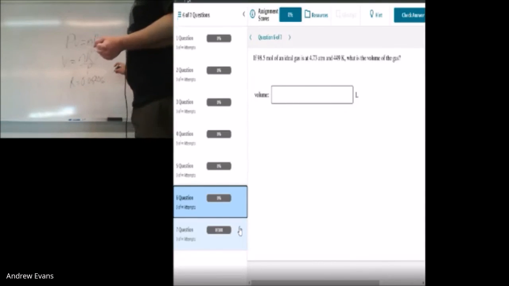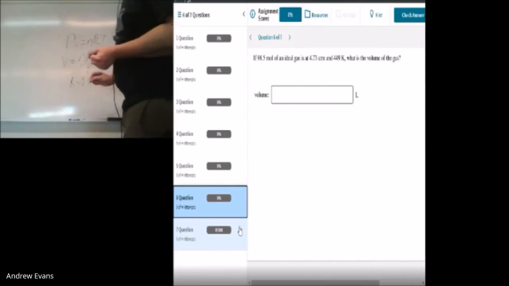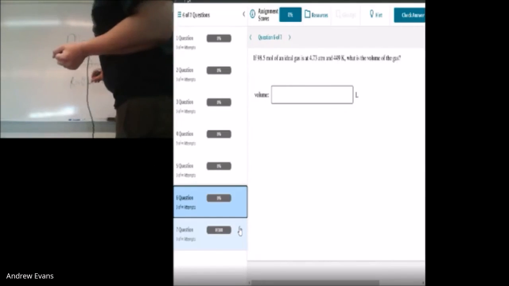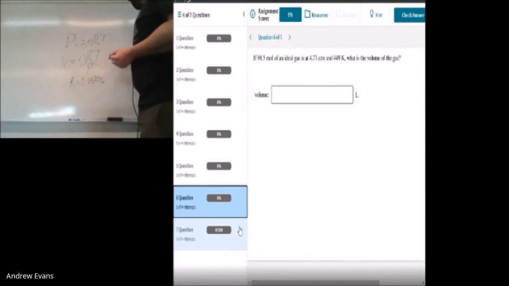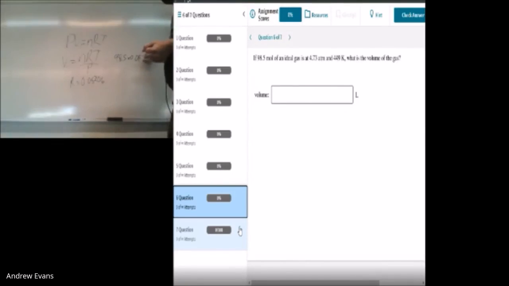So 4.73. So we have what? 98.5 moles, multiplied by our R, multiplied by our temperature, which is 449, divided by our pressure, which is 4.73. So I've just set it up, and we once again plug them in and evaluate.